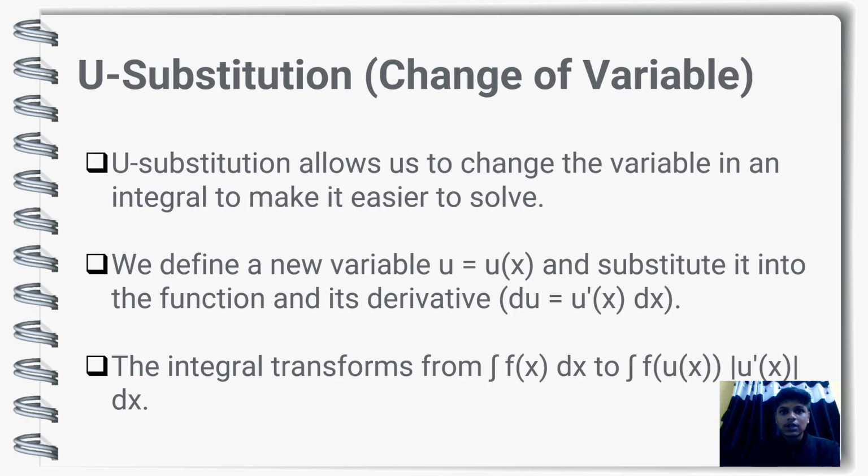Imagine you are trying to integrate a complex function. U substitution comes to the rescue by letting you choose a new variable u that transforms the integral into a more recognizable form. You substitute the function and its derivative in terms of u and adjust for the change in variable using the absolute value of u dash of x. This technique allows you to leverage your knowledge of basic integration rules to solve the transformed integral and then substitute back to find the solution in terms of the original variable.